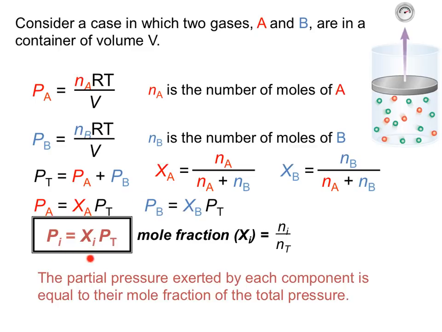So in a generic way, the partial pressure of a specific gas will be equal to the mole fraction of that specific gas times the total pressure. Basically, it's kind of like looking at the decimal form percentage that each gas occupies within a specific container and then multiplying it by the total pressure. So let's go ahead and look at some practice problems.